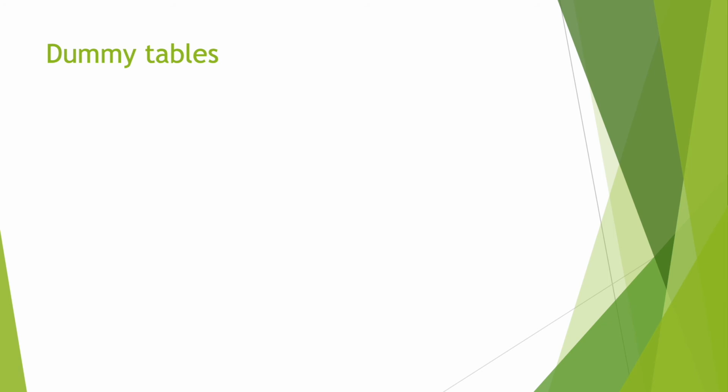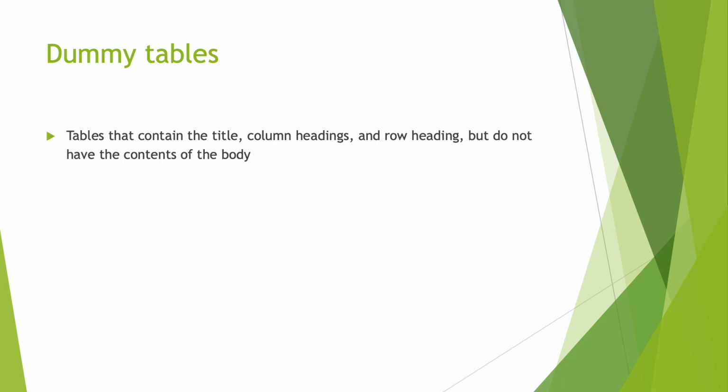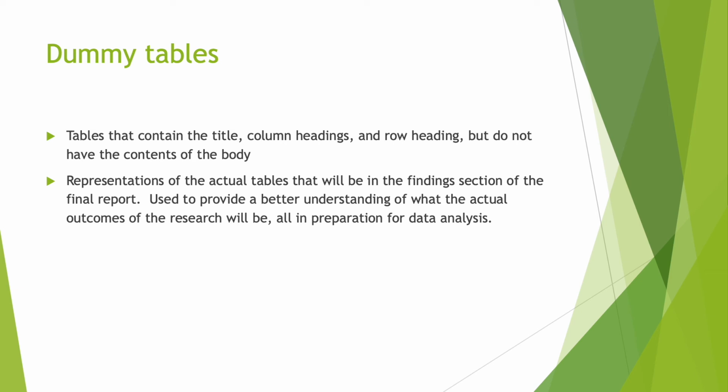Now, as promised, we will talk about tabular and graphical presentation of data. Let's start off with tabulation by talking about dummy tables, which are essentially tables which have the proper parts, that is, the title, column headings, and row headings. The only thing is they do not contain data. Dummy tables represent the actual tables that will be in the findings section of the final report. They are used to provide a better understanding of what the actual outcomes of the research will be, all in preparation for data analysis.